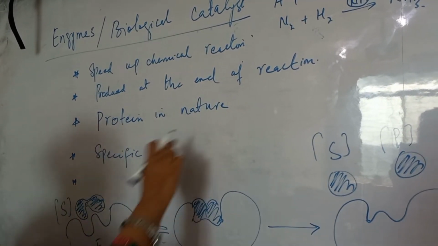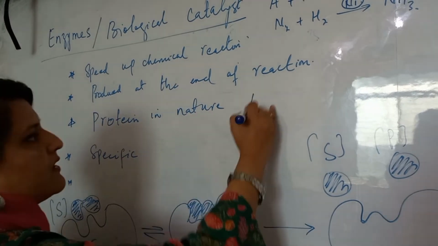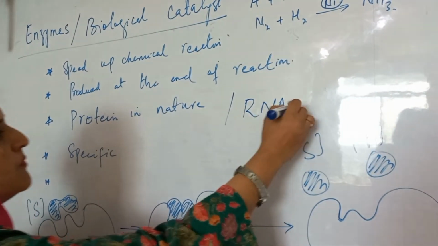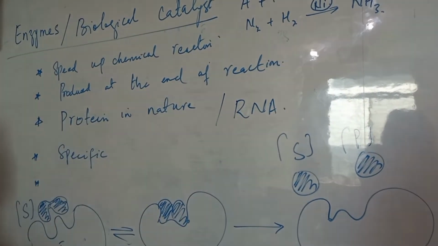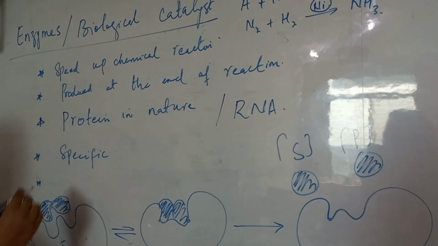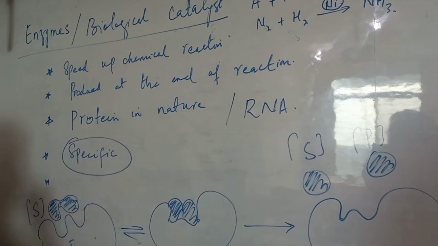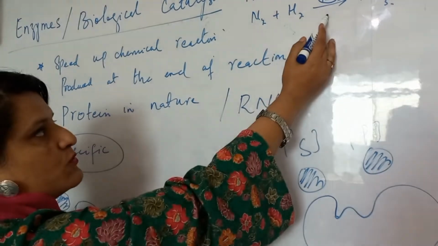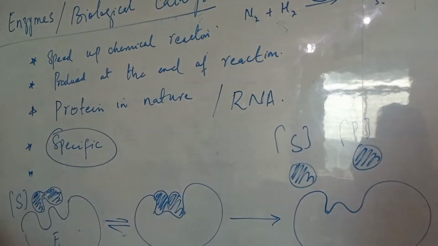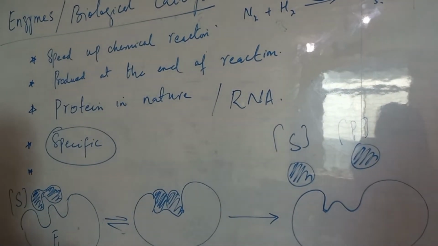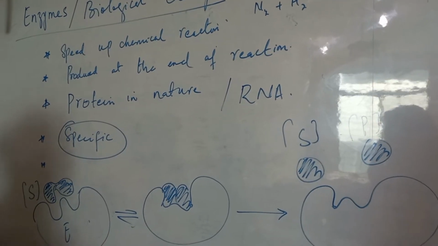Chemically, the enzyme is protein in nature. Sometimes it can be RNA, but in most cases, the enzyme is protein in nature and it is very specific in its activity. For example, only the nickel catalyst is used in this Haber's process. Same like in the living system, a specific enzyme will be used for the specific chemical reaction.